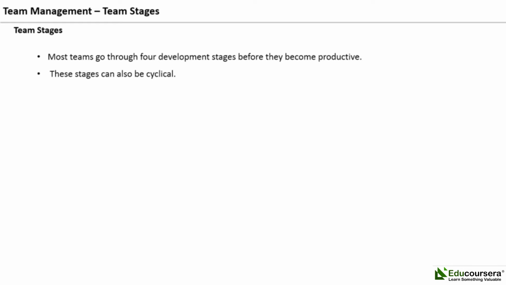Most teams go through 4 development stages before they become productive: forming, storming, norming, and performing. These stages can also be cyclical. Individuals may be storming with one teammate and performing with another. Bruce W. Tuckman, 1965, first identified the 4 development stages. Forming.